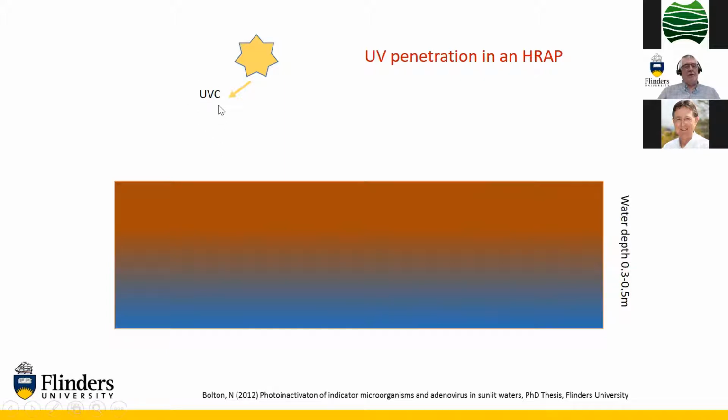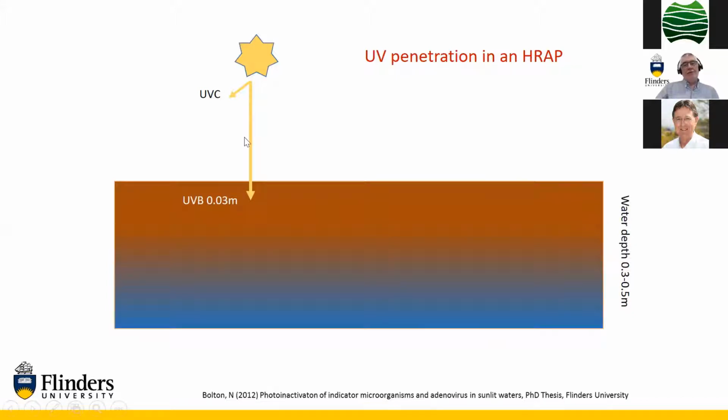We don't get the short wavelength UVC penetrating down to the Earth's surface. What we do get is UVB. And another PhD student of mine, Natalie Bolton, did a lot of work on photoinactivation of E. coli, adenovirus, and FRNA phages. And she made some really initial measurements, the first measurements that had been done on UV penetration in these systems.